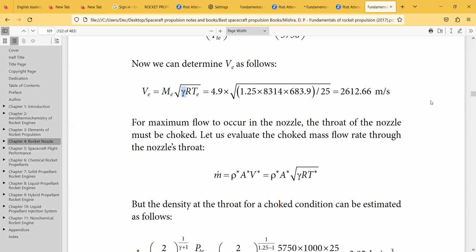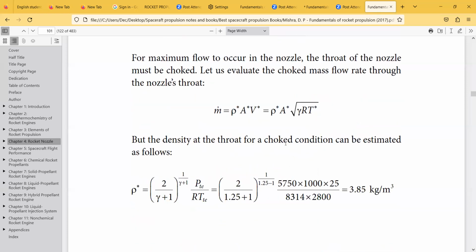For maximum flow to occur in the nozzle, the throat of the nozzle must be choked. That is the choked condition. We have discussed the choke condition of the nozzle. So the mass flow rate is equal to density at the throat times area at the throat times throat velocity. But the throat velocity is equal to the sound velocity, because it is at Mach number 1. So V star, which is V throat, is equal to the square root of gamma R T. From that we can find the mass flow rate at the throat.